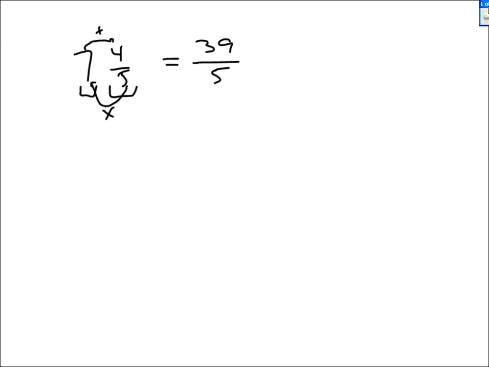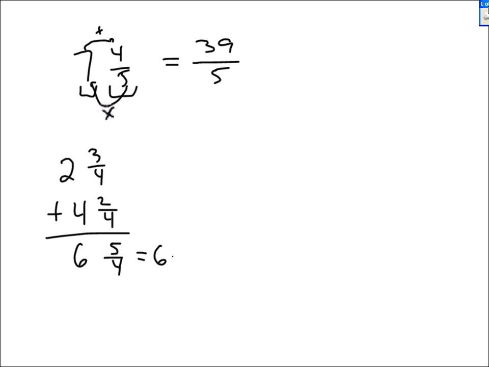Doesn't matter. Okay. So suppose you wanted to add 2 3/4 plus 4 2/4. What you can do here is add the quarters. You will have 5/4 and you would have 6. 2 plus 4 is 6. Now, I want to make this clear. This means 6 plus 5/4.